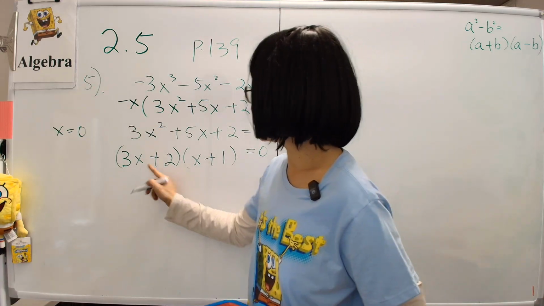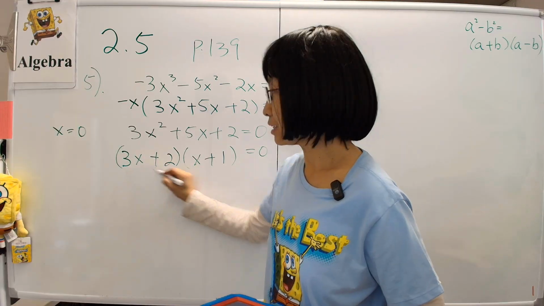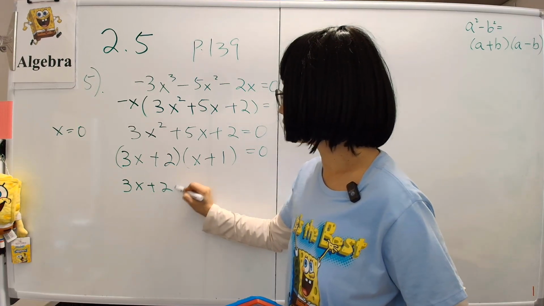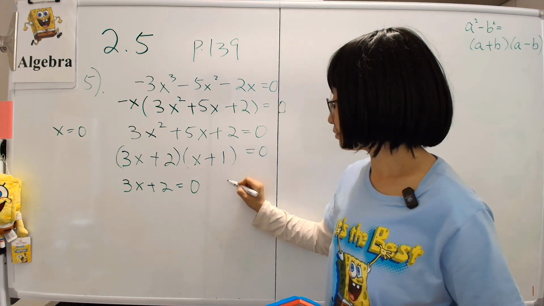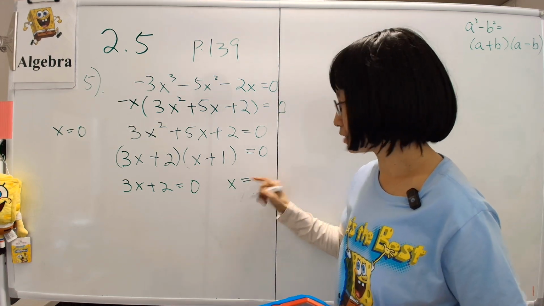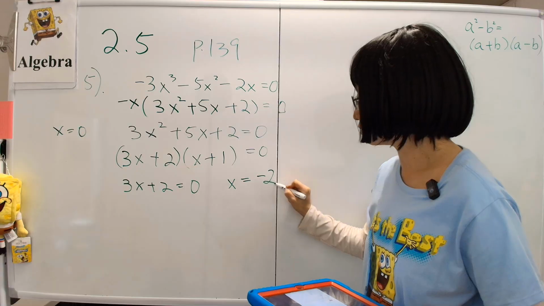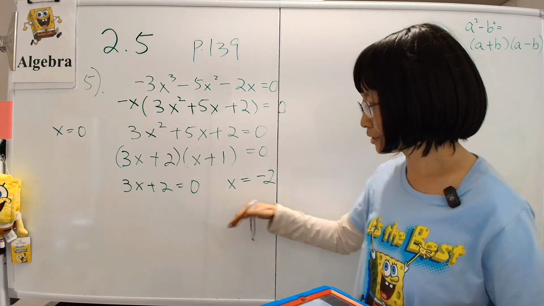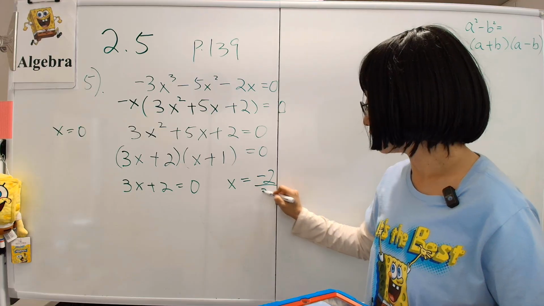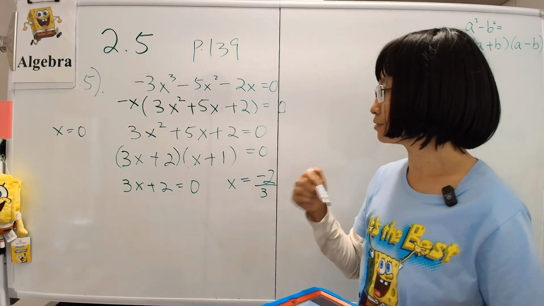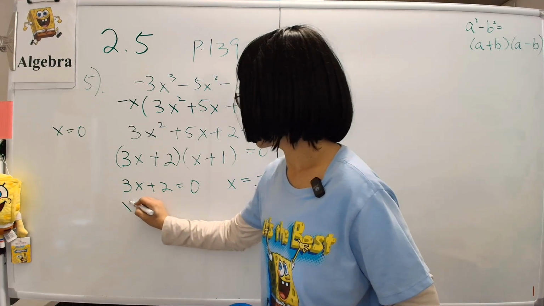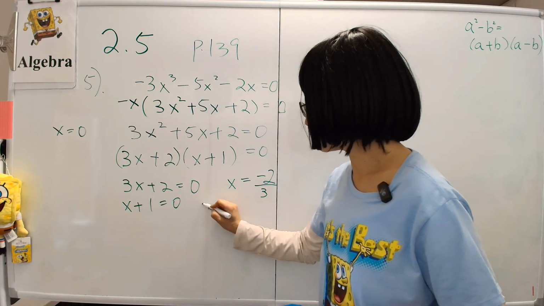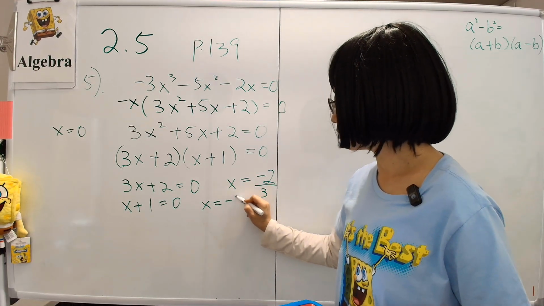And as a result, we have this equal to 0, by the rules. So 3x plus 2 equals 0, which gives us, pushing the 2 to the other side, negative 2. And then push the 3 down below the division line, and so x equals negative 2 over 3. The next possibility, x plus 1 equals 0, and then pushing the 1 to the other side of the equal sign, x equals minus 1.